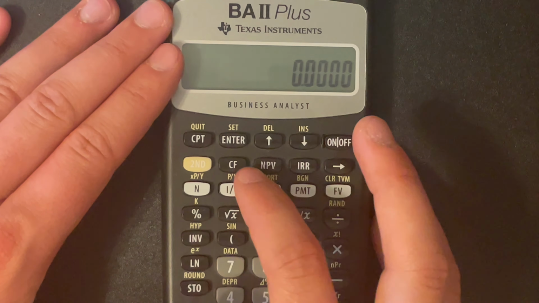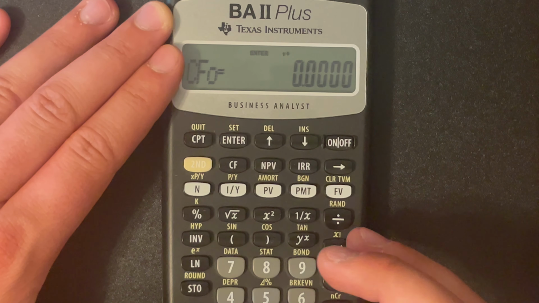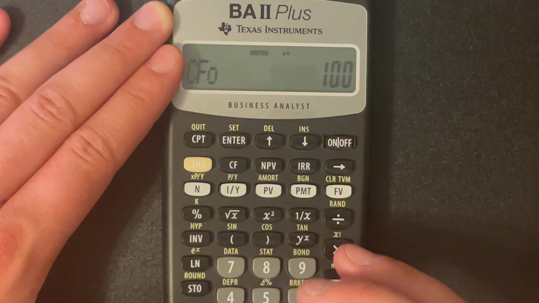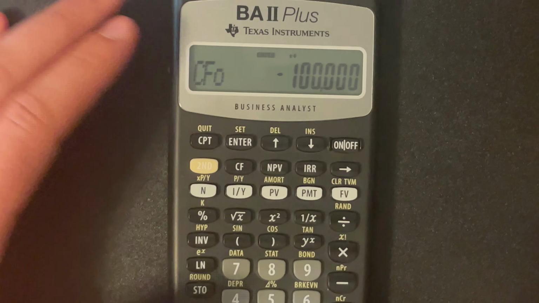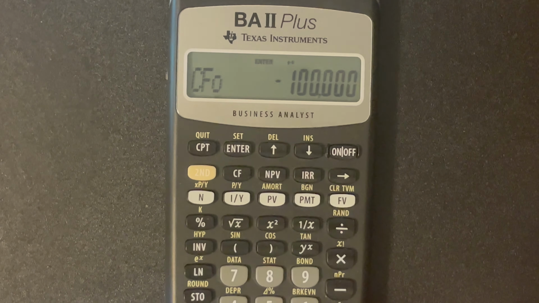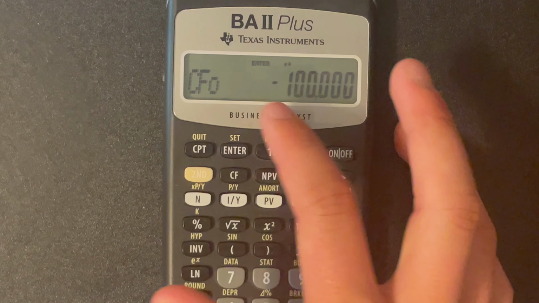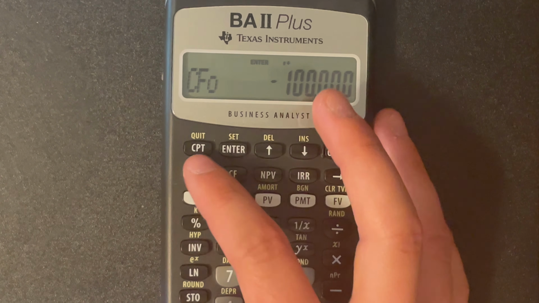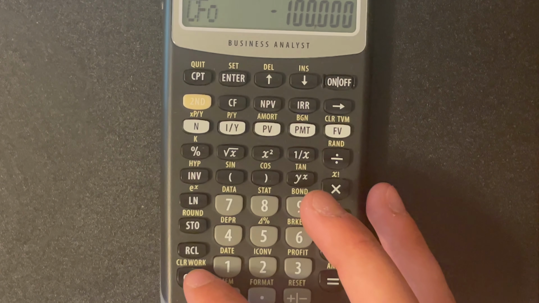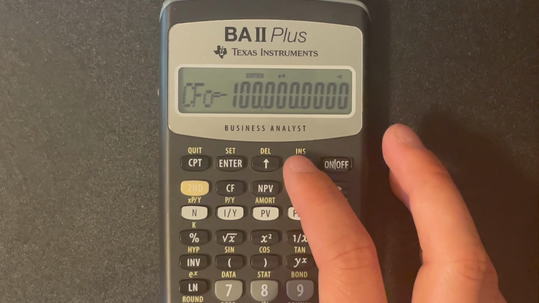Okay, to start, we go to the cash flow button. The initial investment was $100,000. This is going to be a negative value because we're losing money. We are spending money. This is the initial investment. And also of note, if there is any work here already, when you click the cash flow button and there are numbers here, all you do is hit second and then clear work. But we enter this, we hit down.